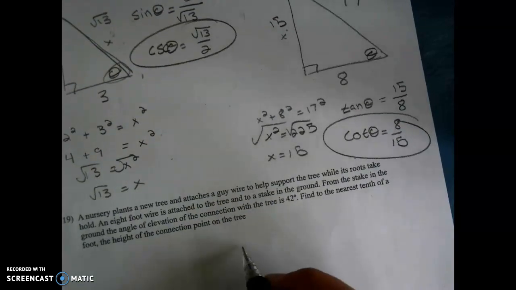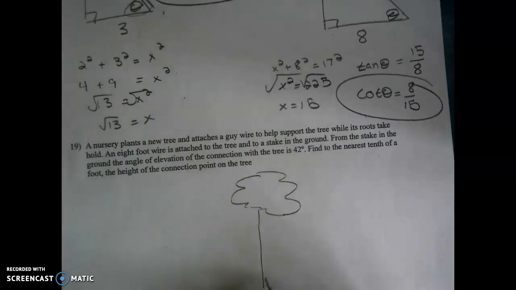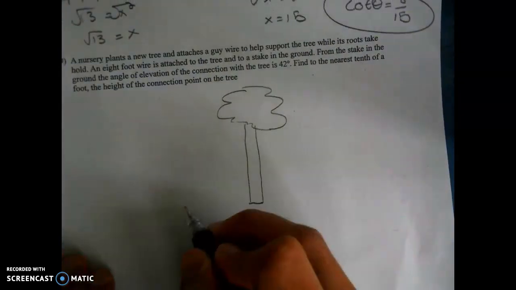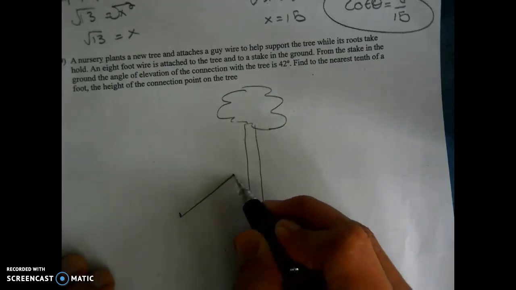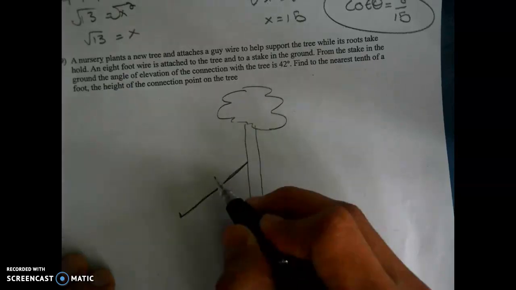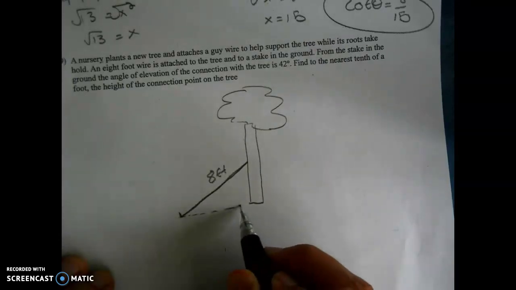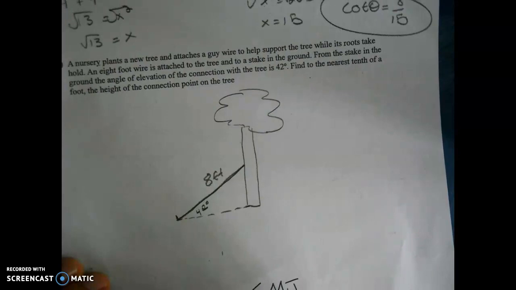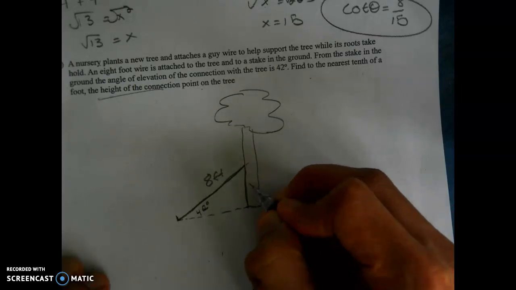So let's draw a picture. So say this is my tree. Okay, there's my tree. Well, then there's a stake out here somewhere. Attached to it is a wire. Okay. We know it's 8 feet. Okay, and the angle of elevation is 42 degrees. Okay, and we want to find the height of the connection point on the tree. So we want to find this right here.